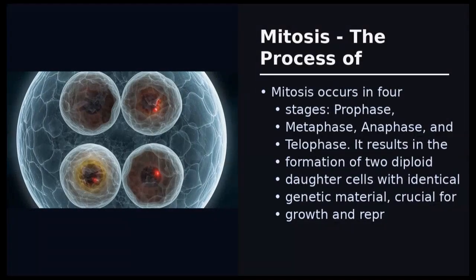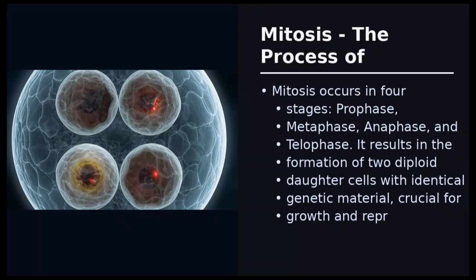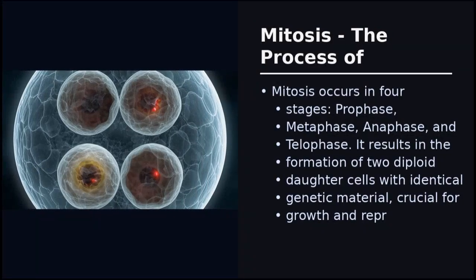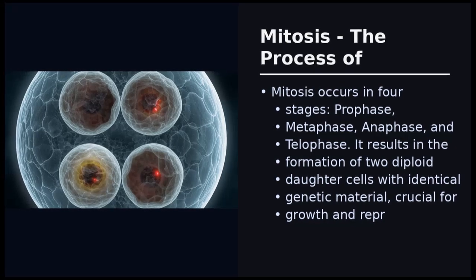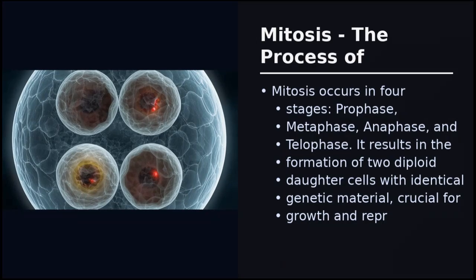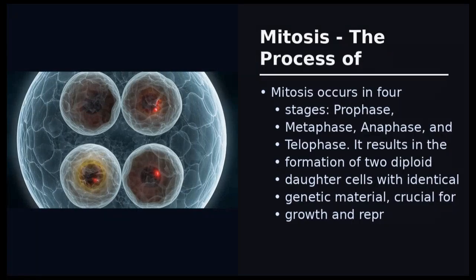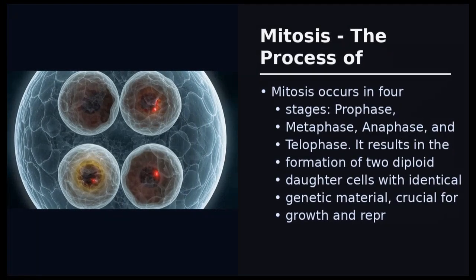Mitosis. The process of equational division. Mitosis occurs in 4 stages: prophase, metaphase, anaphase, and telophase. It results in the formation of 2 diploid daughter cells with identical genetic material, crucial for growth and repair.